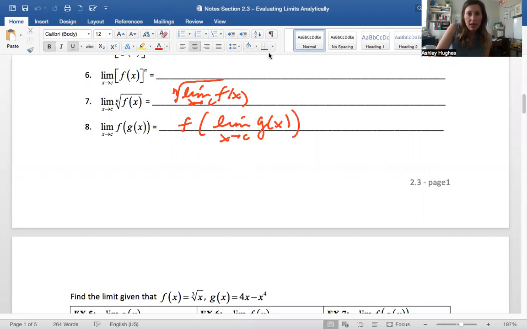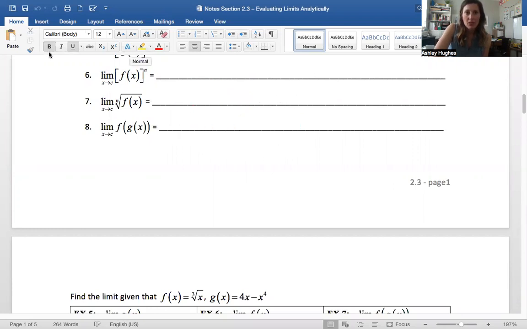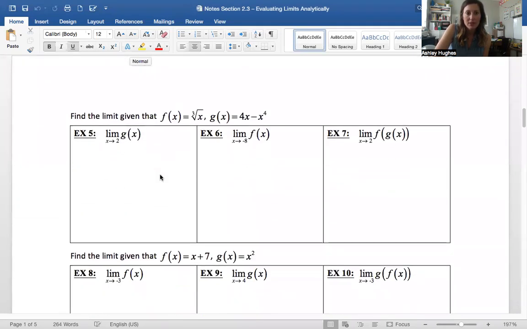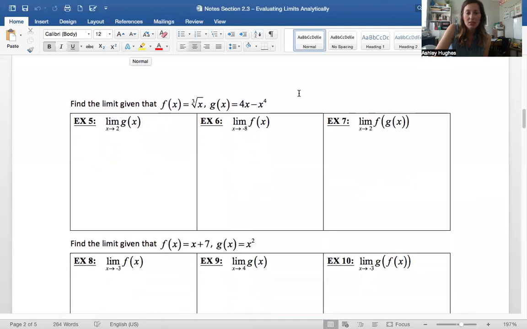So now we're going to apply some of these. Let's see what happens when you apply them. Find the limit given these things. So the limit as x goes to 2 of g of x. So I just find g of x, which is right here. Oops, no, right here. And I plug in 2.